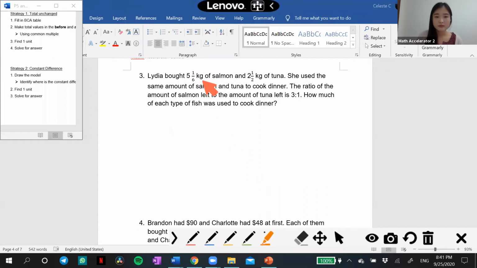Okay, Lydia bought 5 1/6 kg of salmon and 2 1/2 kg of tuna. She used the same amount, right? Keyword, same amount of salmon and tuna to cook dinner. The ratio of the amount of salmon left to the amount of tuna left is 3:1. How much of each type of fish was used to cook dinner?